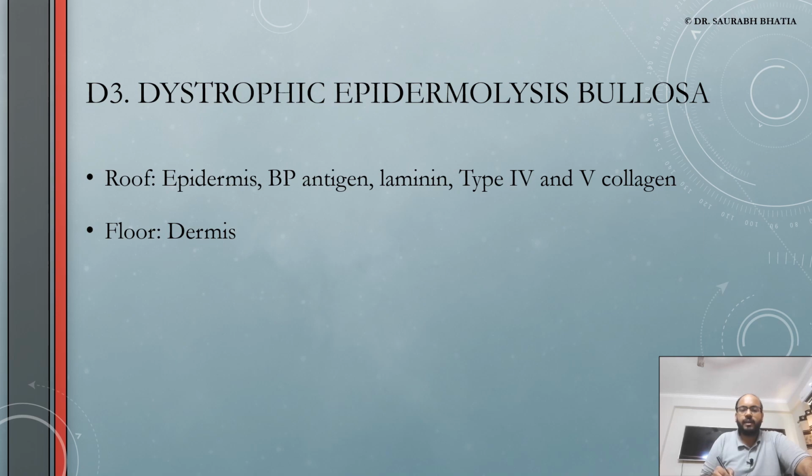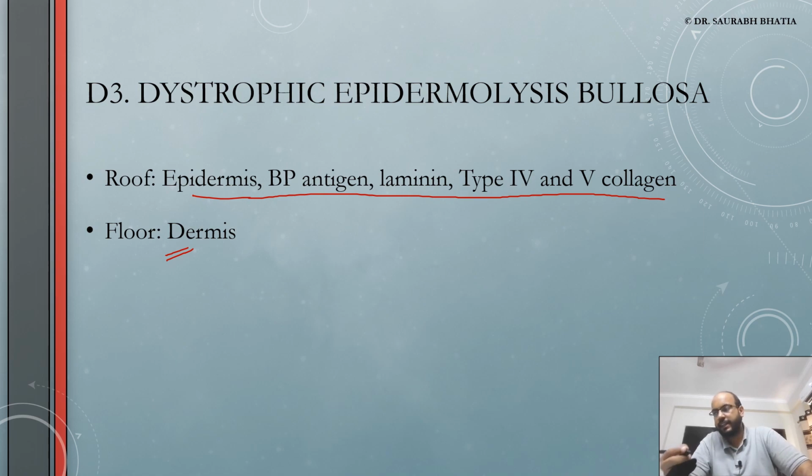In dystrophic EB, the roof is made up of epidermis, bullous pemphigoid antigen, laminin, type 4 and type 5 collagen, while the floor is made up of dermis. Now, a question would naturally arise. How do you differentiate between dystrophic EB and junctional EB on the basis of biopsy? A good answer would be you cannot. Do an electron microscopy, do a salt split skin, do all sorts of different investigations, do an indirect immunofluorescence. That is how you're able to separate dystrophic from junctional.